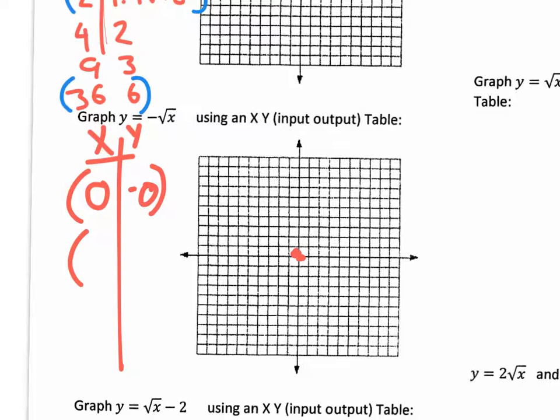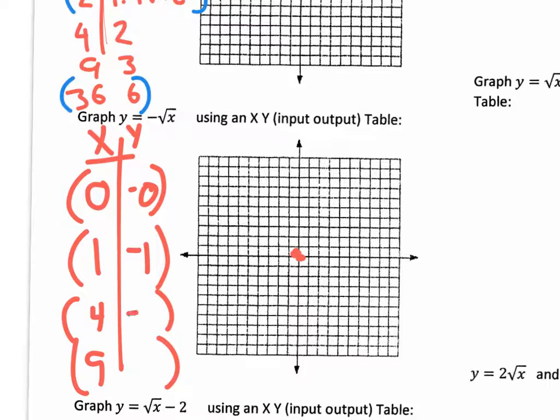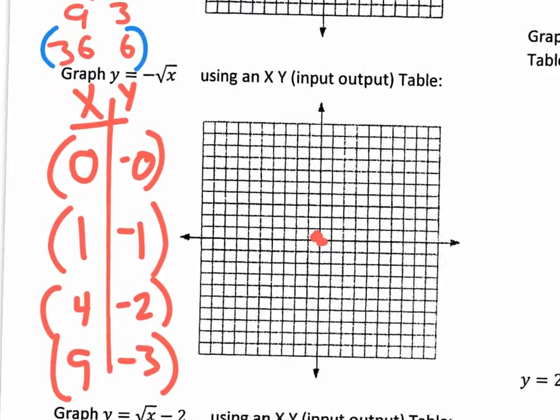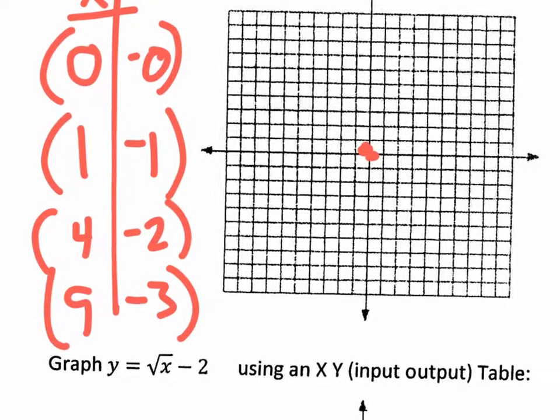If I plug in other numbers, another nice number to plug in, again, would be perfect square numbers like 1, like 4, like 9. And when I plug in 1, I want to get out the square root of 1. The square root of 1 is 1, but there's a negative in front, so that's going to be a negative 1. The square root of 4 is 2, but there's a negative in front, so your answer is going to be a negative 2. The square root of 9 is 3, but there's a negative in front, so you get a negative 3.